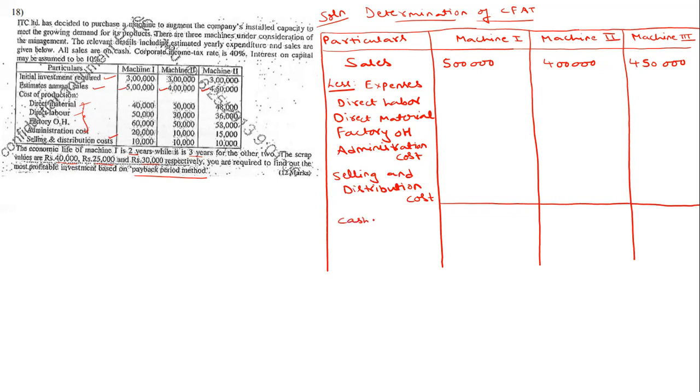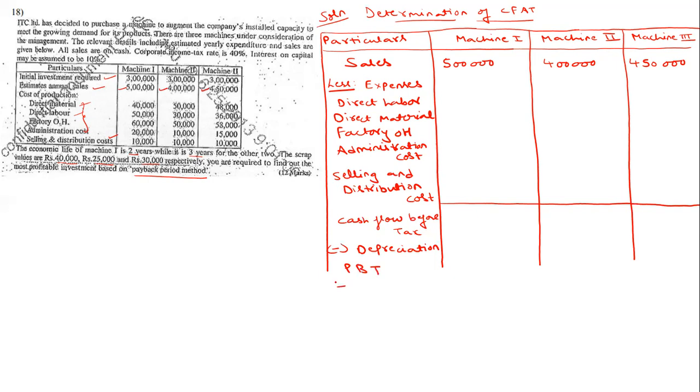If you want to write it in words, you're most welcome. You can say cash flow before tax. We also know that when we get the cash flow before tax, we will first deduct the depreciation. When you deduct the depreciation, you get something called profits before tax.